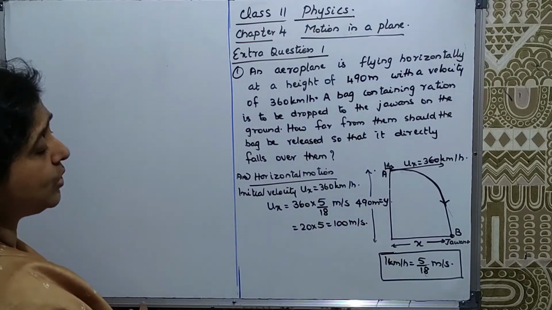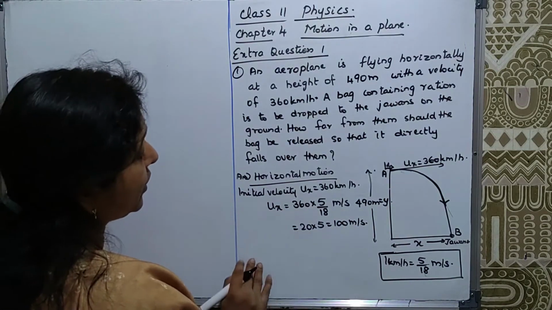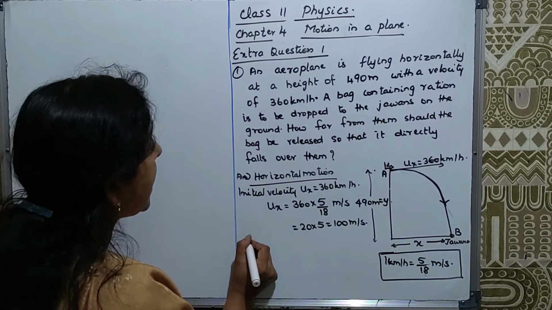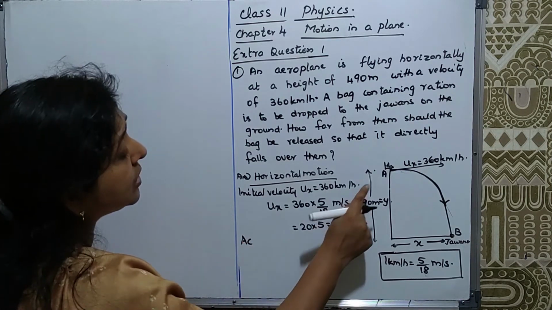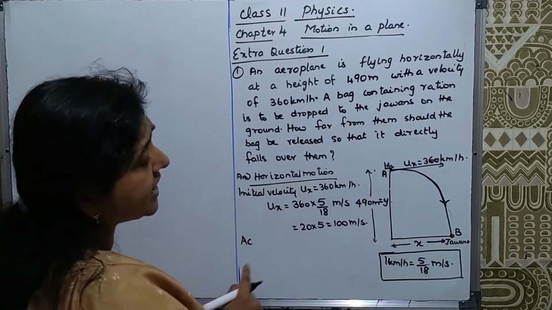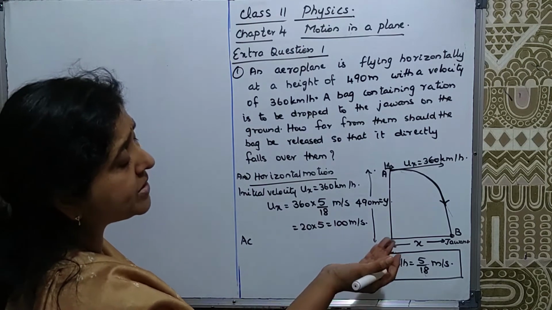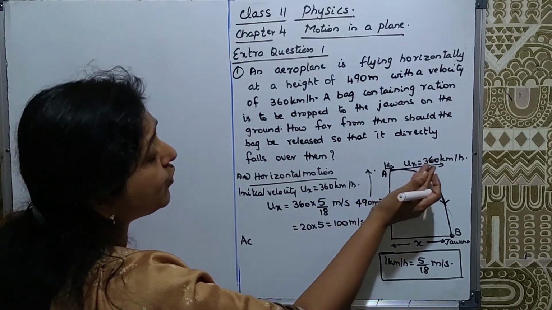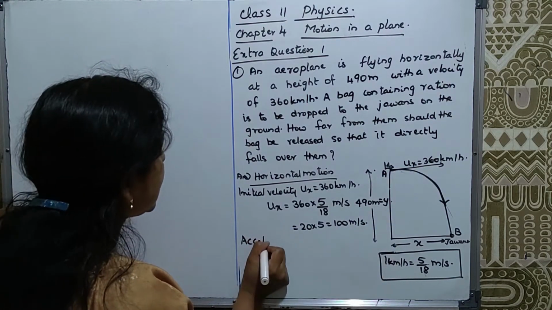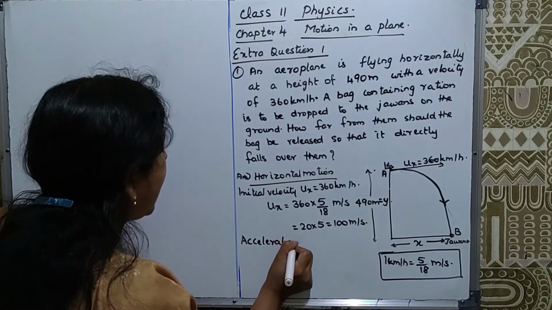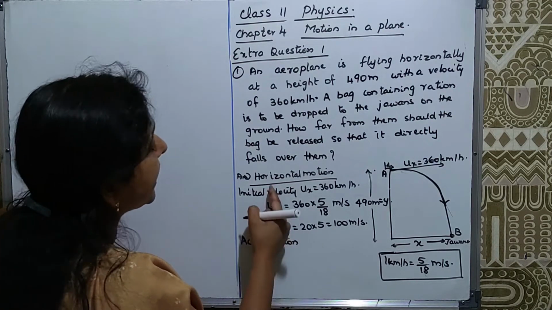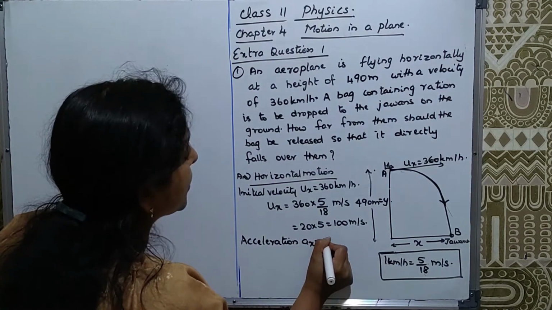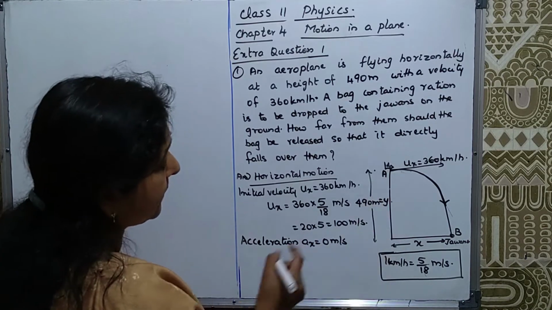That is the initial velocity along the horizontal, that is ux. Now what is the acceleration along the horizontal? When an object is moving in the horizontal direction, speed will be more dominating compared to the acceleration due to gravity. So it has a tendency to move in the forward direction. So acceleration ax will be equal to 0 because it was moving horizontally.